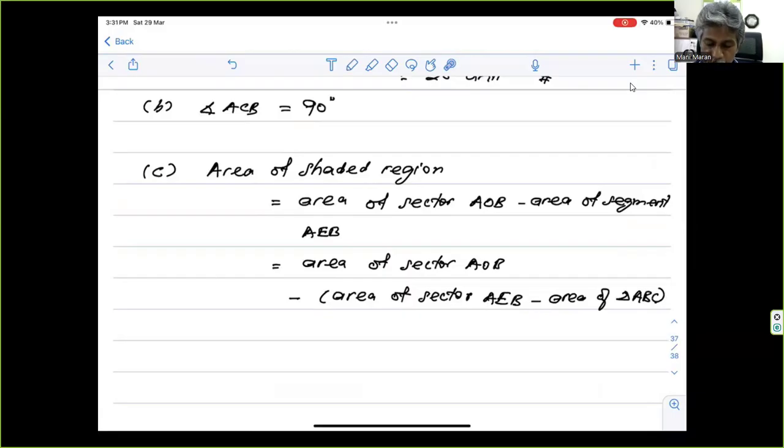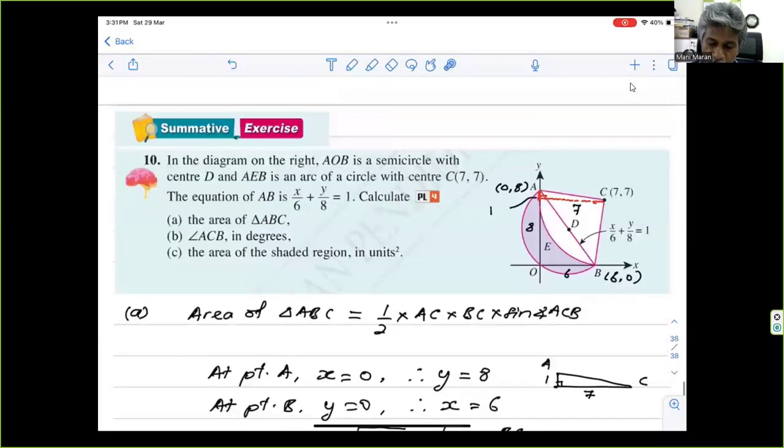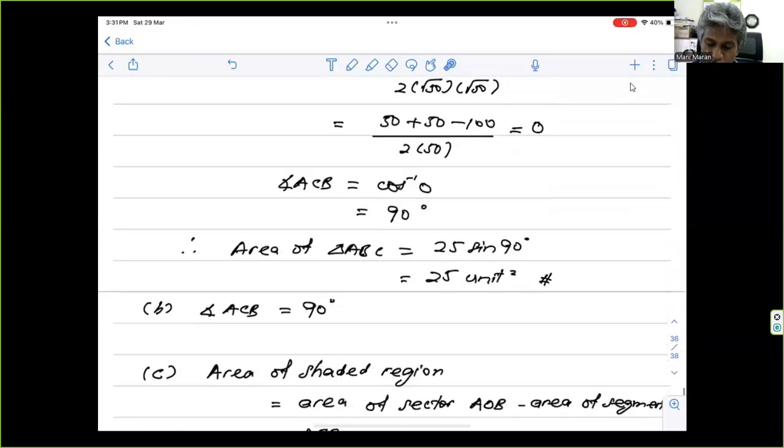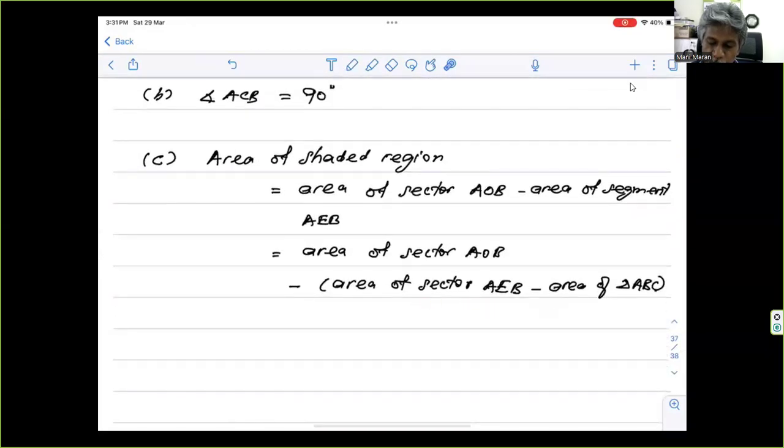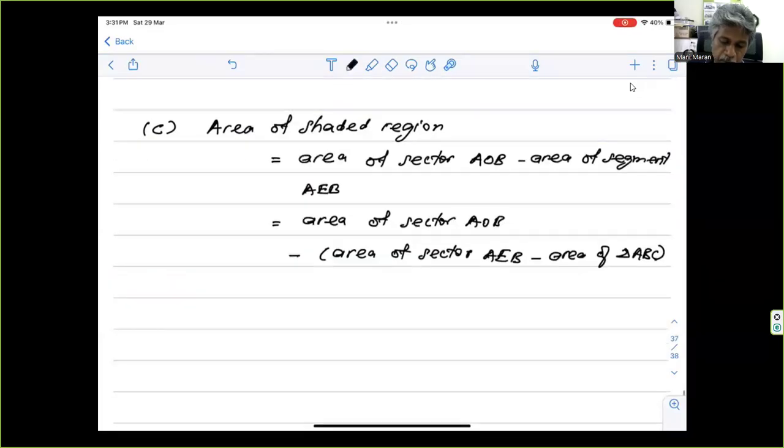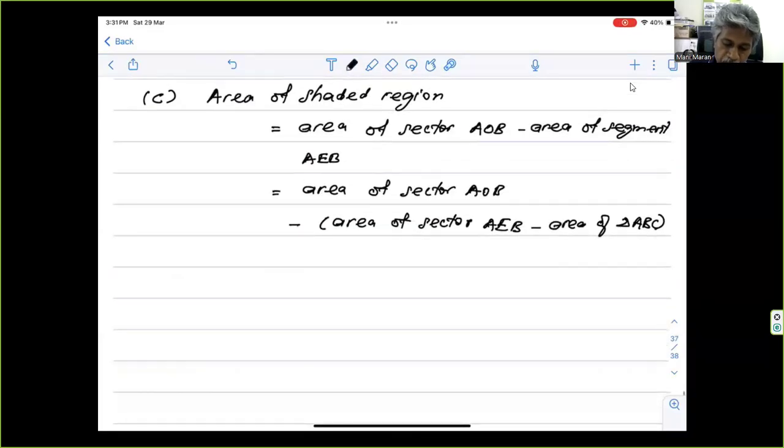Okay, so I'll just repeat this part here. How to find the area of the shaded region is given by area of sector AOB, the area of the sector minus the area of the segment. And area of segment itself is given by area of sector AEB minus the area of triangle ABC. Okay, so that is what we are doing here. There are two parts here. And area of sector is given by half r square theta.